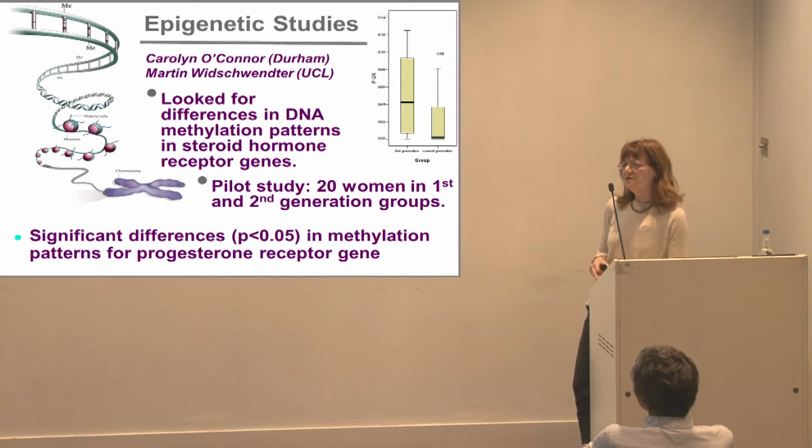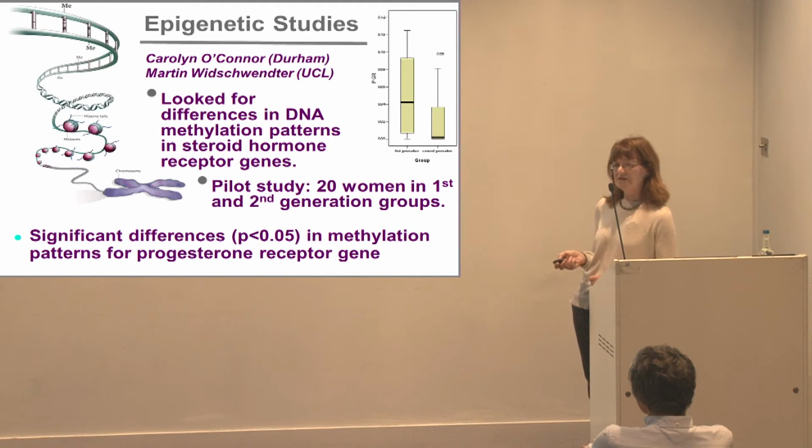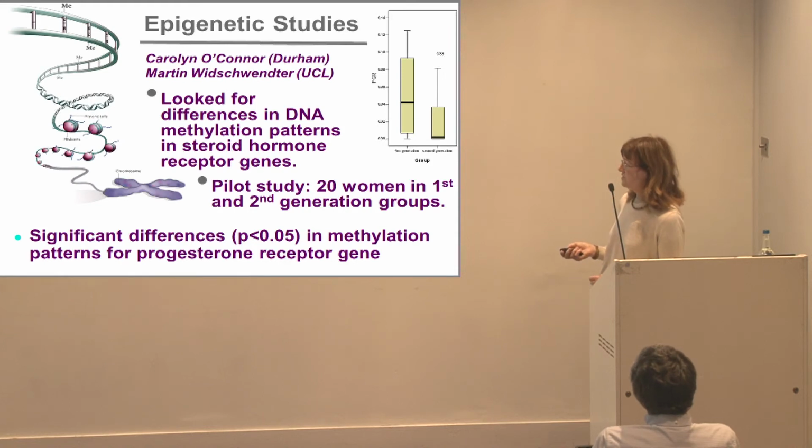Some years ago, one of my students did a little pilot study with a colleague, Martin Widschwendter, at UCL, where we did a very small study with 20 women in each of these generation groups, comparing first and second generation women. We looked for differences in methylation patterns in particular steroid hormone receptor genes. I showed you progesterone profiles before, and we looked specifically at the progesterone receptor gene. And we did see, in this very small study, significant differences in the methylation patterns between first and second generation women in this particular gene.